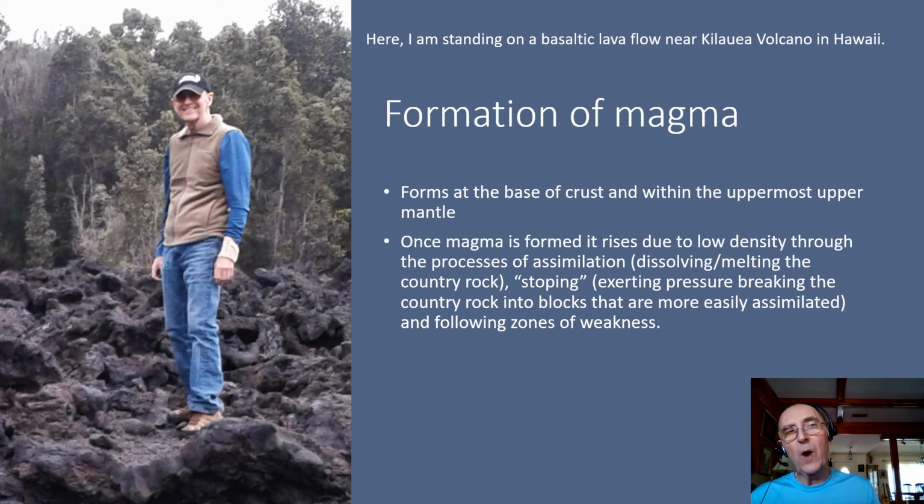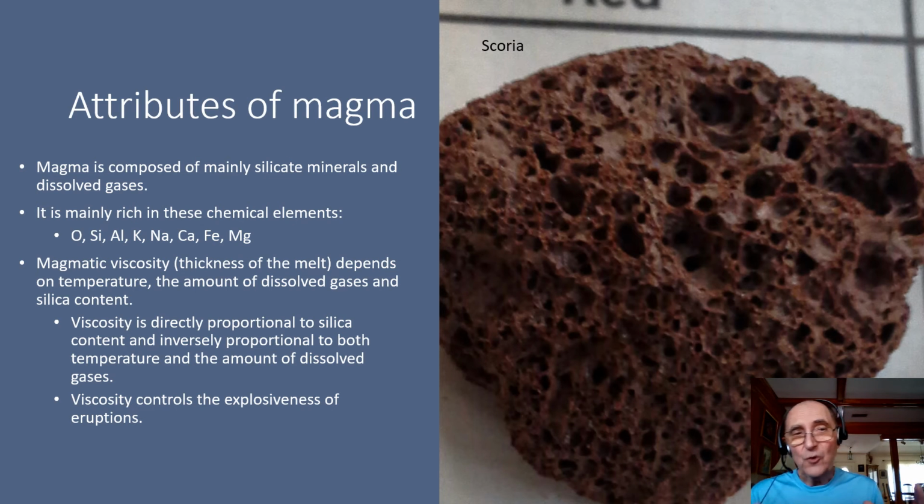I'm standing here on a basaltic lava flow near Kilauea volcano in Hawaii. Now, magma is composed mainly of silicate minerals and dissolved gases. The magma has all sorts of chemical elements in it, but to us, the most important ones are going to be oxygen, silicon, aluminum, potassium, sodium, calcium, iron, and magnesium. The viscosity of the magma, the thickness of the magma, is very critical to us because it controls the violence of the eruption, the explosivity characteristics of the eruption.